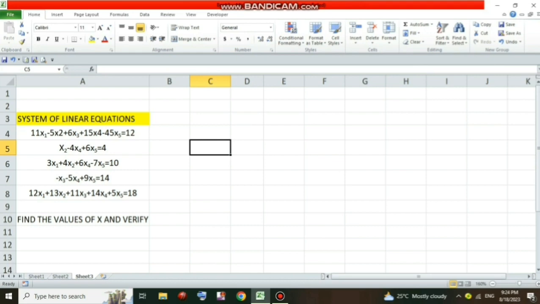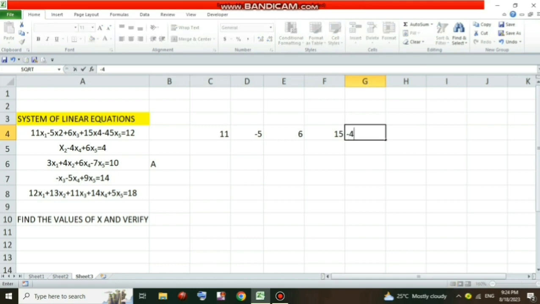So all the coefficients of x, for example, in the first equation 11x1, the coefficient of x1 is 11, the coefficient of x2 is minus 5, the coefficient of x3 is 6, the coefficient of x4 is 15, the coefficient of x5 is minus 45. So all the coefficients will be named in a matrix called A. So let me name the matrix as A. Let me try to list out all the coefficients.